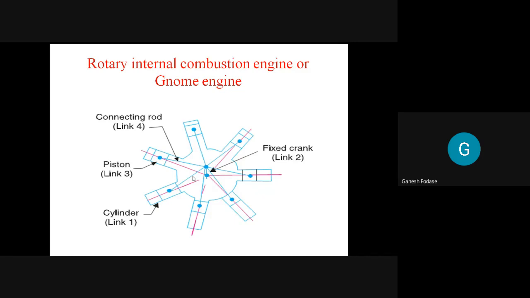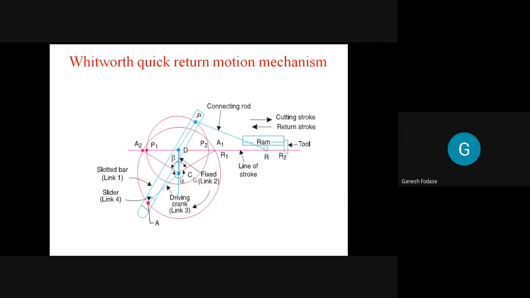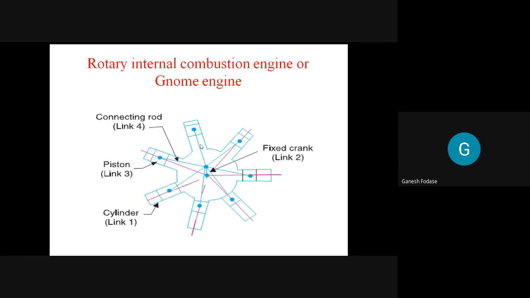Another example of inversion number 2 of a single slider crank mechanism. Important here, in this case, link number 2 is fixed. When link number 2 is fixed, you obtain two inversions. One is Whitworth, the other one is the rotary internal combustion engine. Any doubts here?